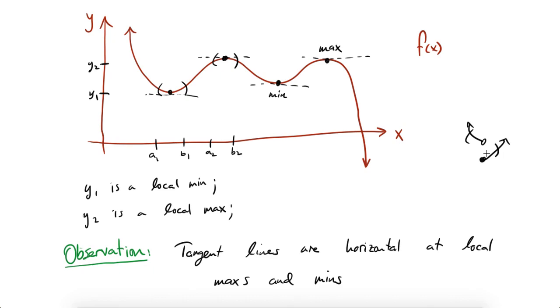So this was all about maxes and mins, what they look like, how to recognize them, a little bit of comparing the differences between local versus absolute.